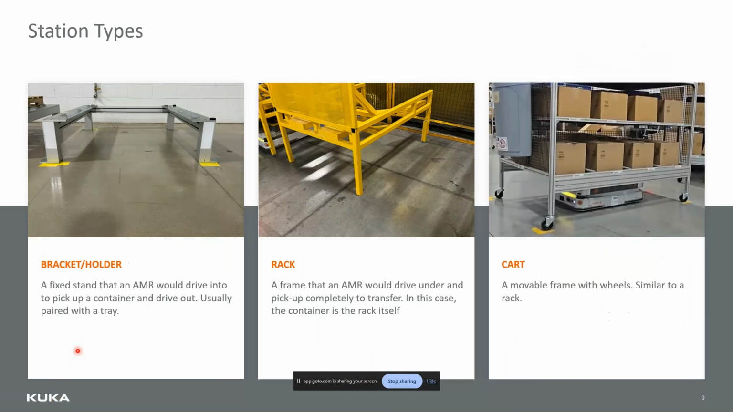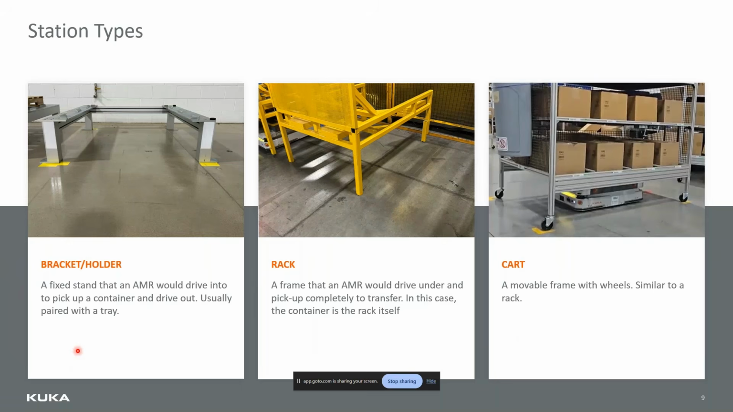So station types. For you who have worked with KUKA AMRs before, I'm sure you've heard of brackets, holders, racks, carts, containers. There's a lot of terminology there. So I want to go over some terminology so we know what we're talking about here. I'm going to start from the left, with a bracket or a holder. This is a fixed stand that an AMR would drive into to pick up a container and drive out. So this is a fixture.